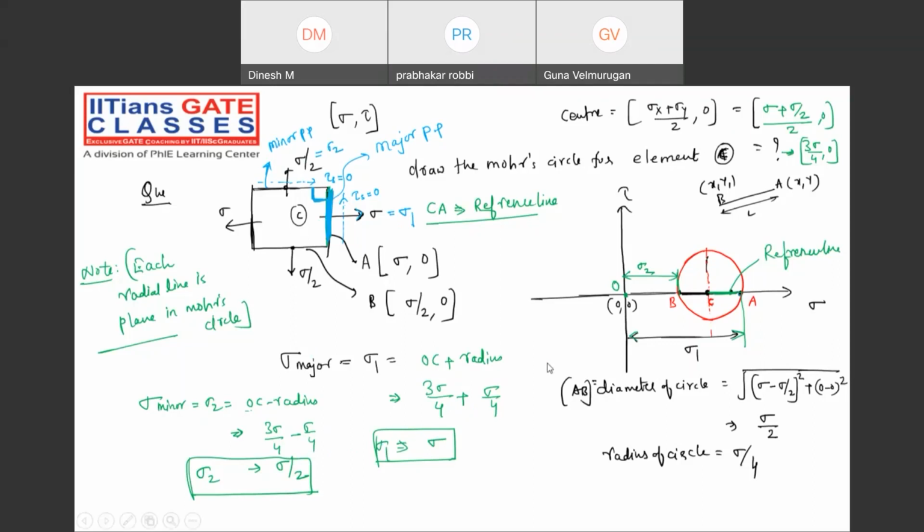Check it out. Either you calculate by analytical method or you calculate by Mohr circle, you will get the same answer. Check it out. Understanding my point or not?